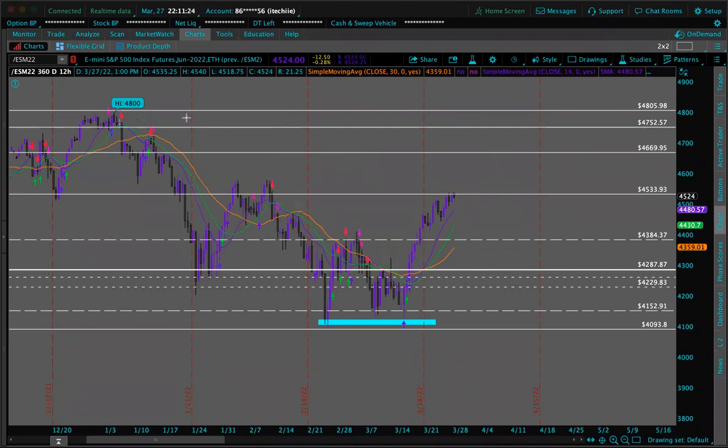Now tonight, overnight, we're going to be testing this area. It's going to be very important.